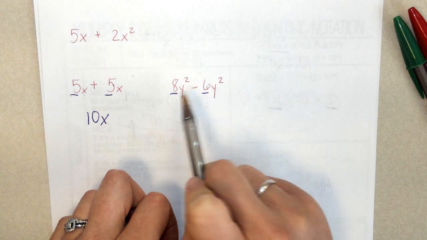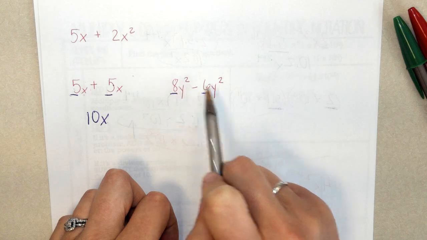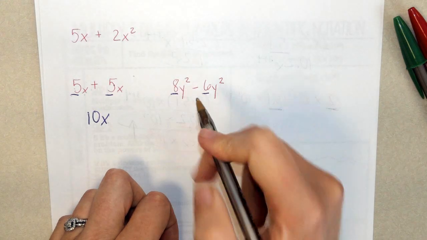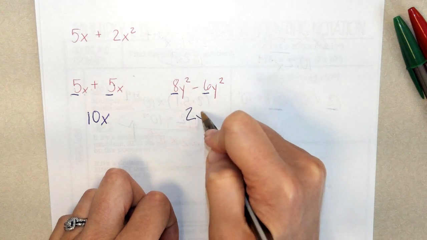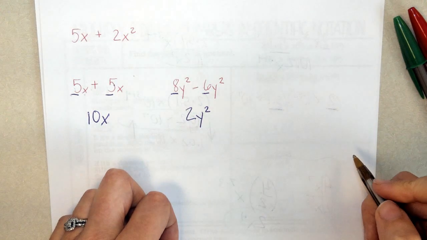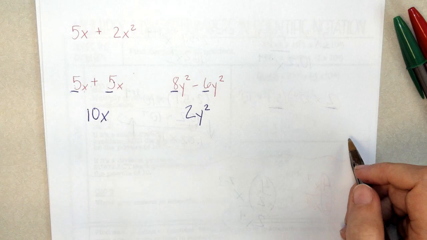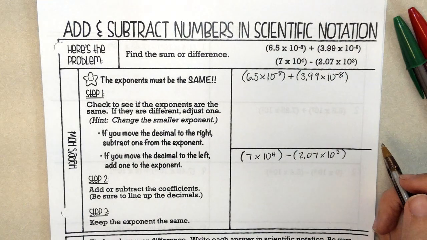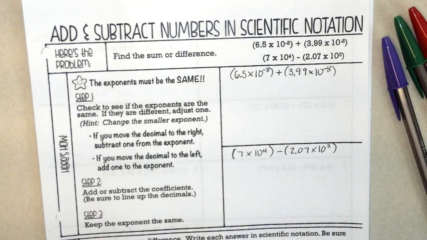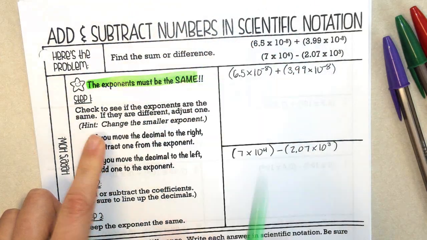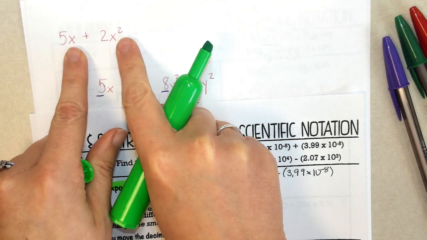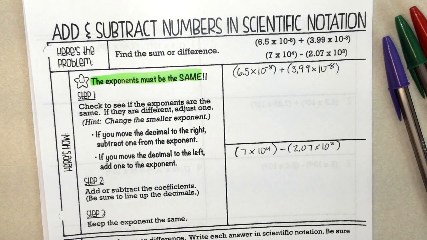Since they have the same variable, have the same exponent, we just look at the coefficients and do whatever they say. 8 minus 6 is 2. And then I'd keep the rest the same. That's kind of the idea for adding and subtracting them. Okay? The key today is that the exponents must be the same. Just like here, we could not add these because the exponents were not the same. So exponents must be the same.